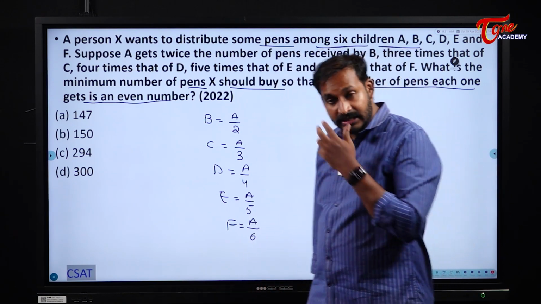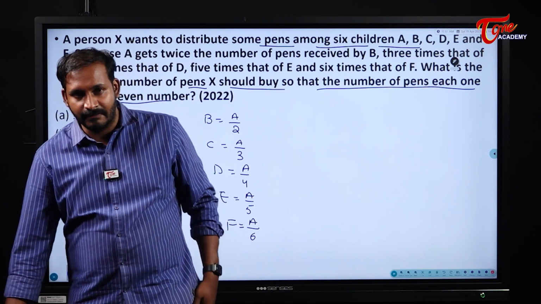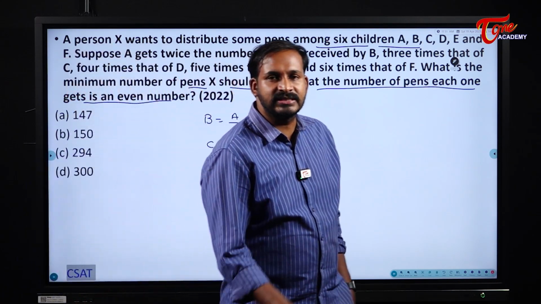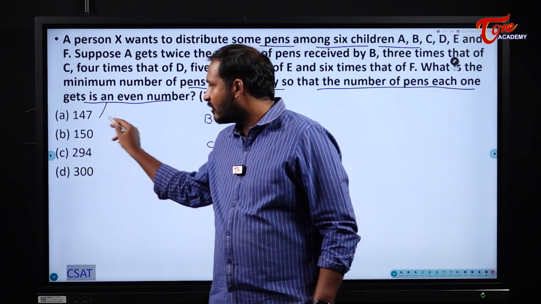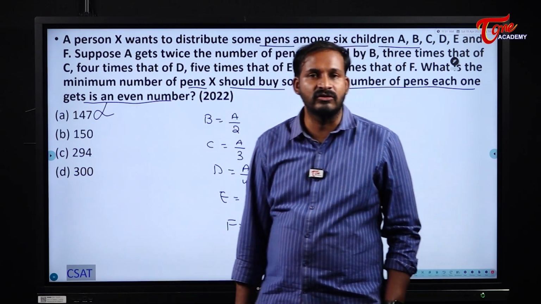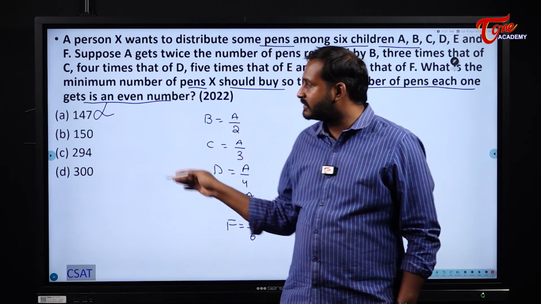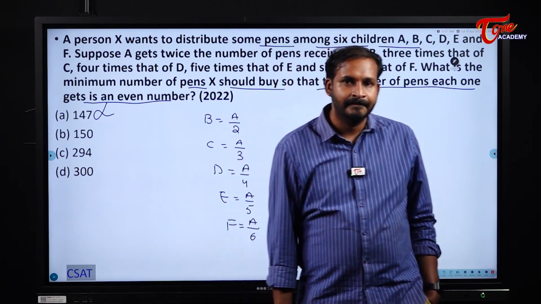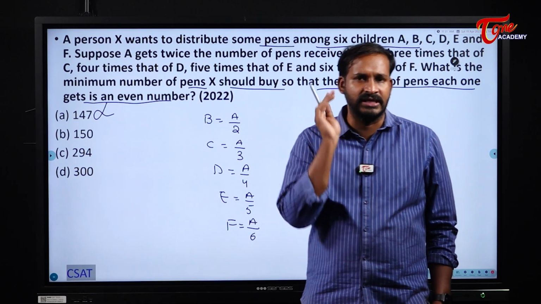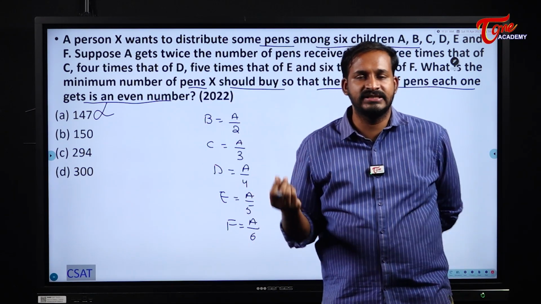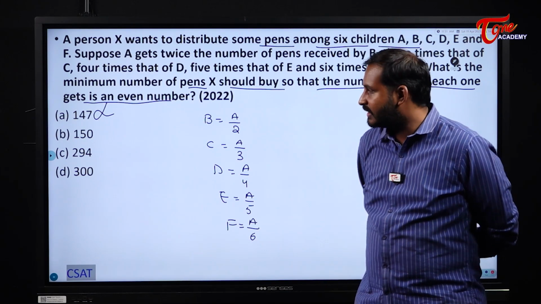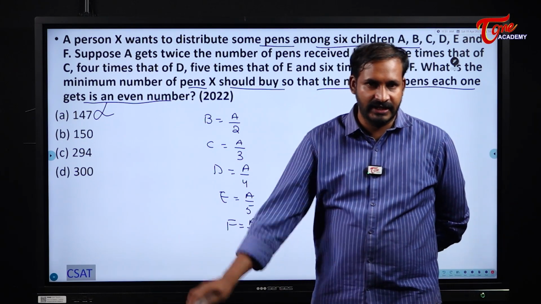Now, see here, students. If every person is getting an even number, one basic thing, what will be the sum of all the even numbers? Even number only, right? So, will we get the answer in odd number? No. So, 147 is not at all our answer. By reading the question itself, we can delete that option. 147 will never be our answer. Here actually each and every student should get what? Number of pens in even number. So, that one is cancelling. So, very simple.